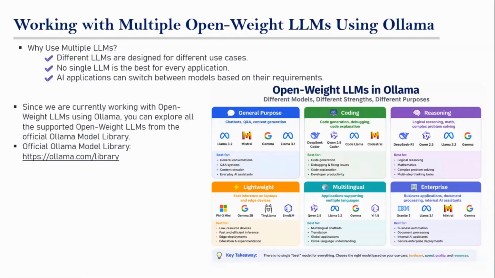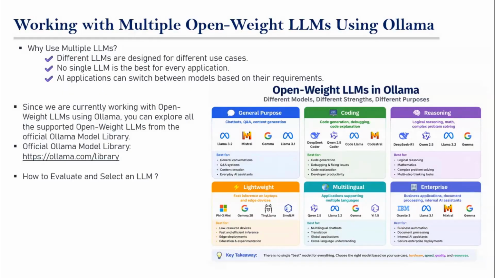Suppose for general purpose AI applications like chatbots, question and answers, content generation, these are the best LLM models. And for coding, these are the best LLM models. Reasoning, this one, like this. So be clear, based on our requirement, we have to choose the LLM model.